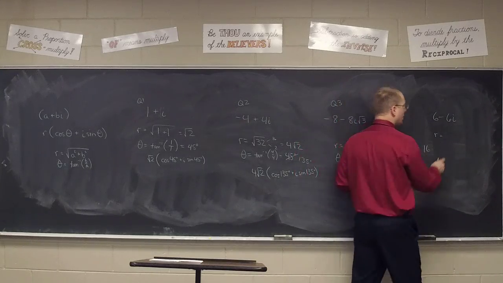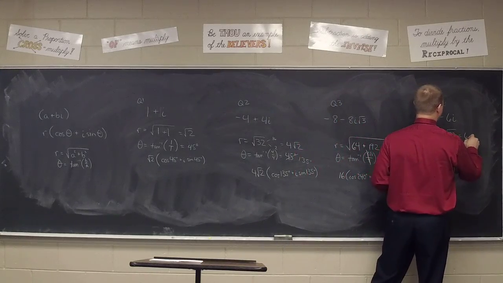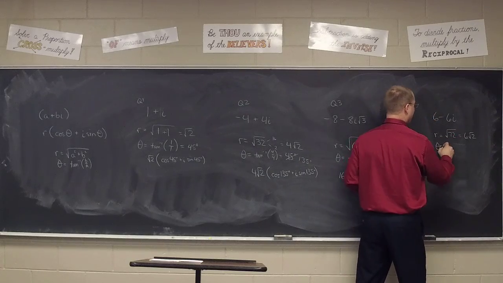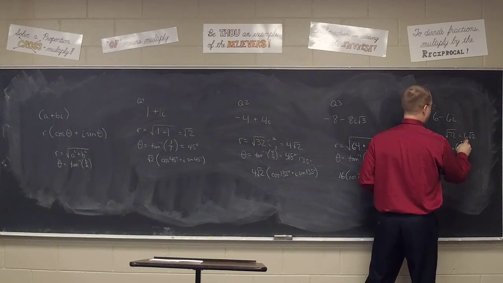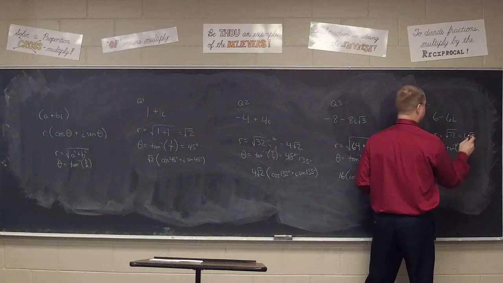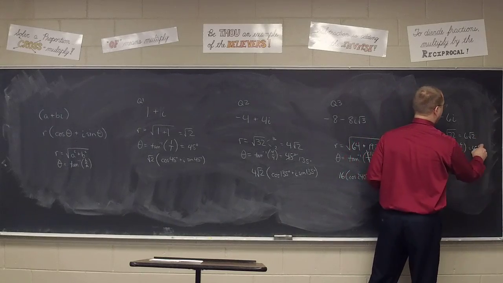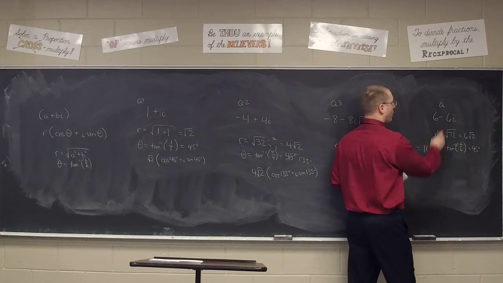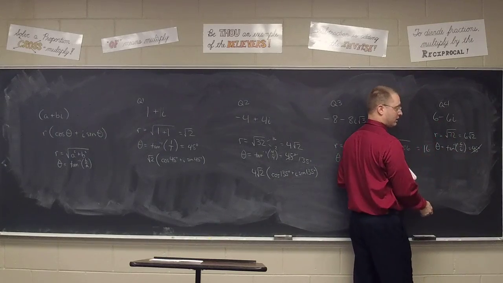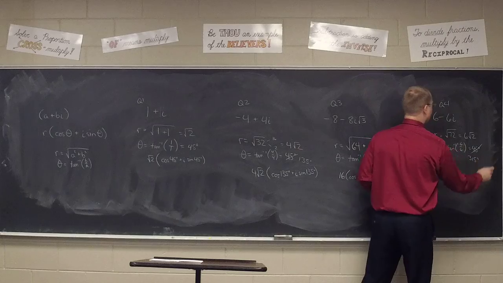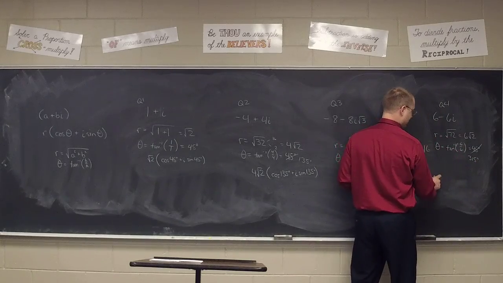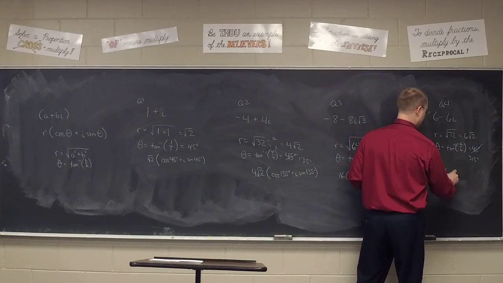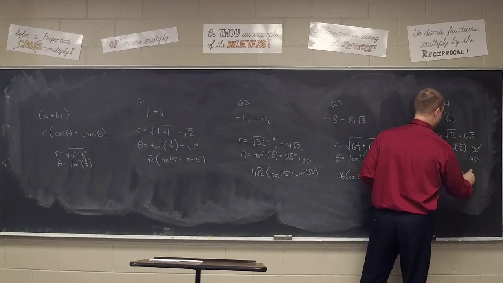6 times square root of 2. Good. This came out to the square root of 72, and Quentin caught it this time, 6 times the square root of 2. The theta, when you take the arctangent of 6/6, becomes 45, but we're in quadrant 4, so we're actually going to say 315. So our answer should have been 6 times square root of 2 times cosine 315 plus I times sine 315.